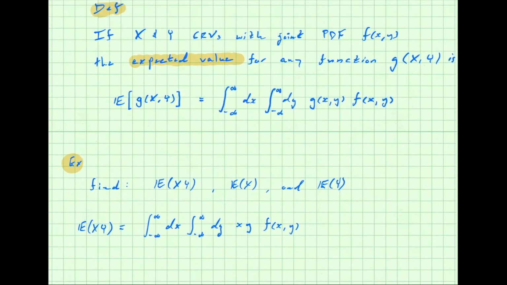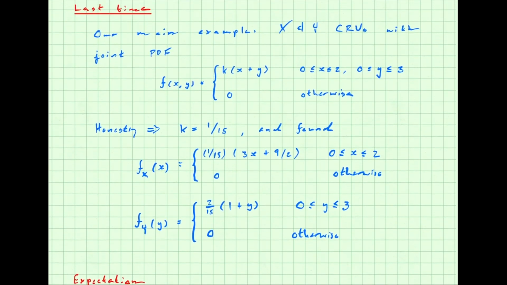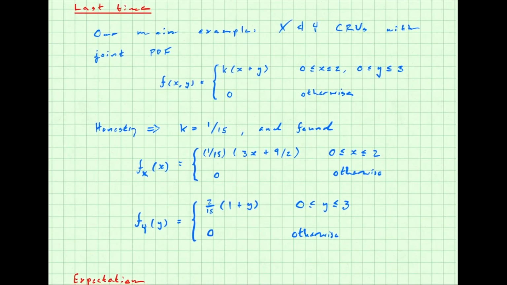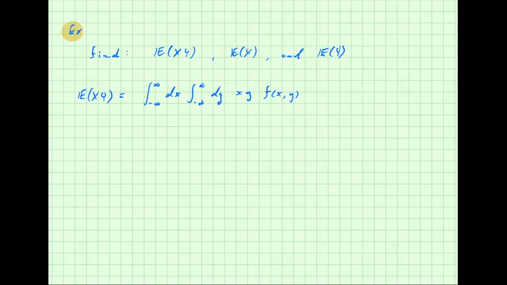In the next line, we're going to make use of what the joint probability density function looks like, and it's over here. It's 1/15 times x plus y, and it's only non-zero in the region where x goes from 0 to 2 and y goes from 0 to 3. That's going to make our integrals a little simpler. The 1/15 can come out in front.